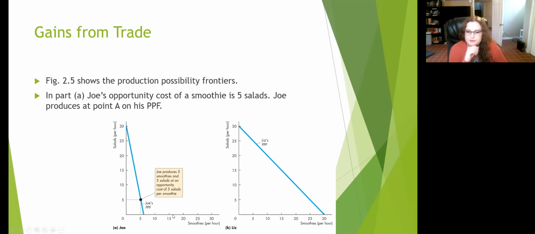Joe can produce 6 smoothies if he only produces smoothies, or 30 salads if he only produces salads. Let's say that he wants to make an equal number of both, because people love having smoothies with their salad. So he makes 5 smoothies and 5 salads. Notice he's on the line. He's being production efficient. He has done something efficient for his production possibility frontier in between these two goods.